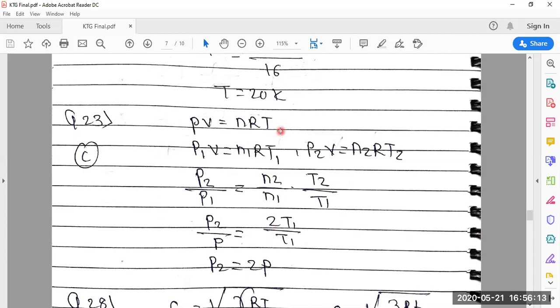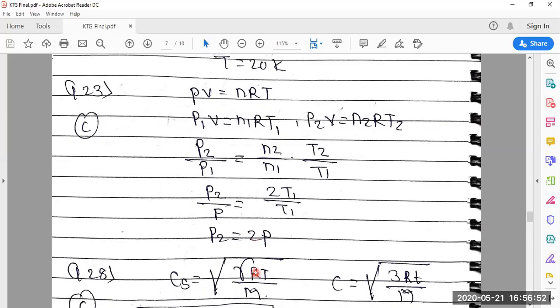So PV is equal to nRT. Write down the equation in terms of pressure for the helium and for the oxygen. P2 upon P1 is equal to n2 upon n1 into T2 upon T1. Be careful, in this case the temperature is double in the second case, so this is twice of T1. T gets cancelled, we get 2. So P2 is equal to twice of P1, the pressure of the initial case. So the correct option for question number 23 is option C.